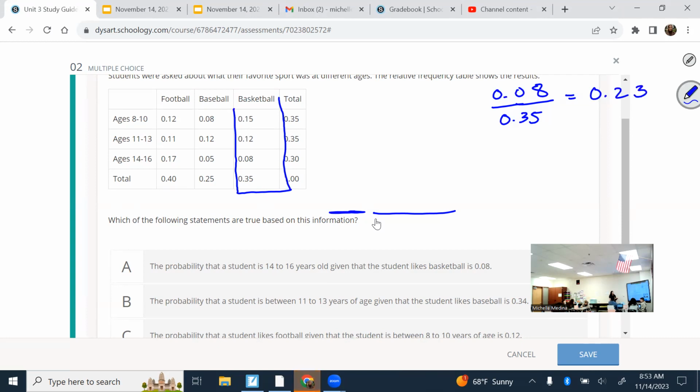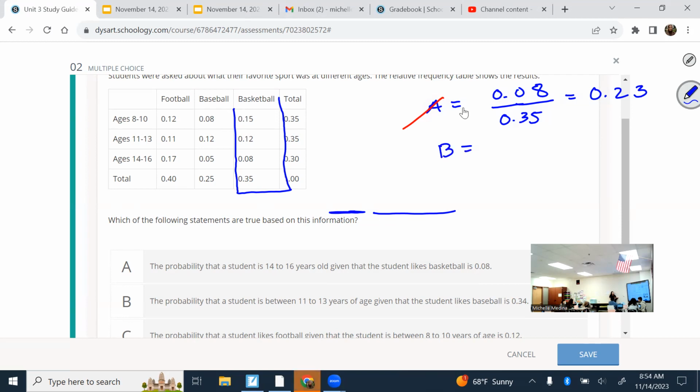Okay, so the probability that a student is 14 to 16 years old, given that they like basketball, is not true. So we're not going to pick A because it's not true. And of course, it could be shuffled on yours. We're not picking this A. So then do what B says.